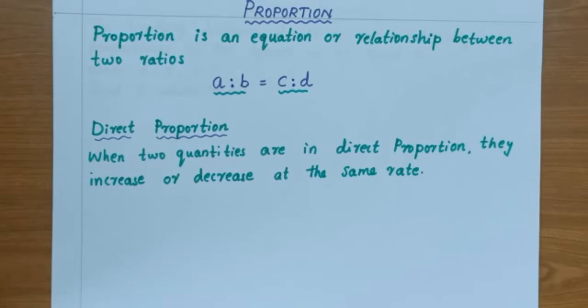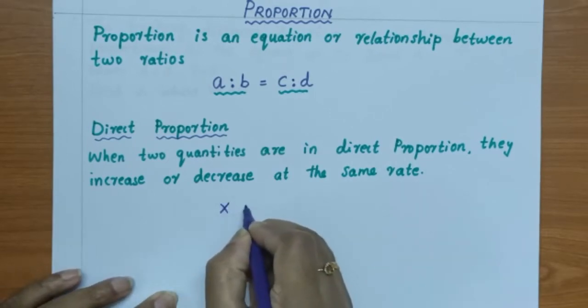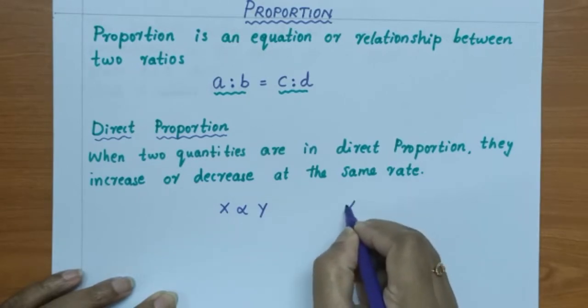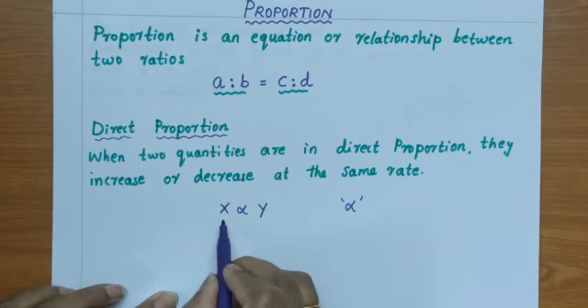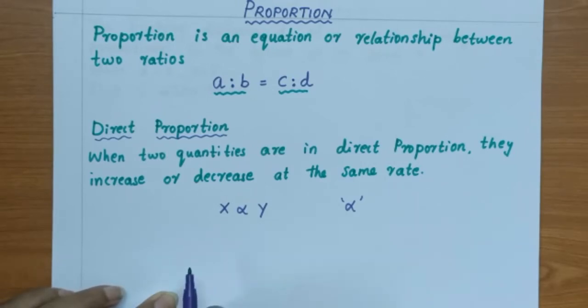Then x and y are two quantities or variables which are linked with each other directly. Then we can say that x is directly proportional to y. This is the symbol for proportionality. When we remove the proportionality symbol, the ratio of x and y becomes equal to a constant. We can read this as x is directly proportional to y.